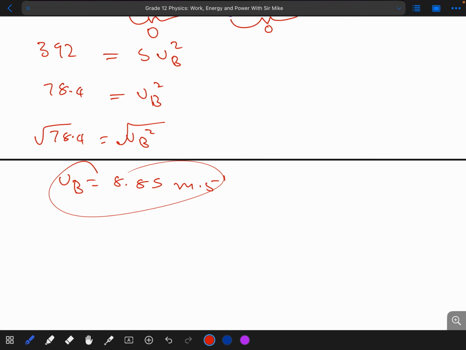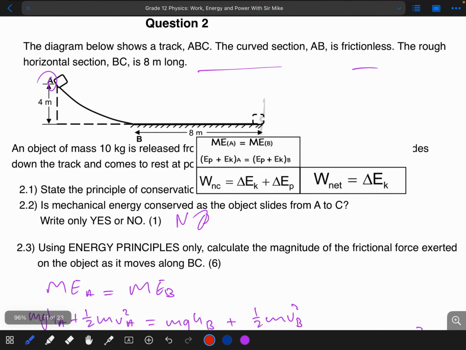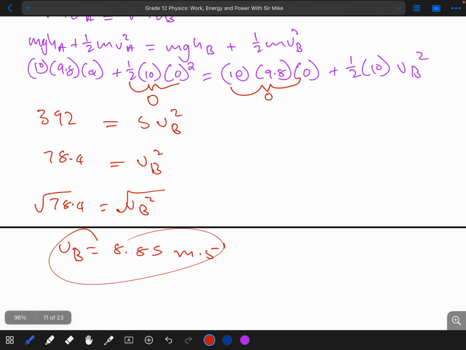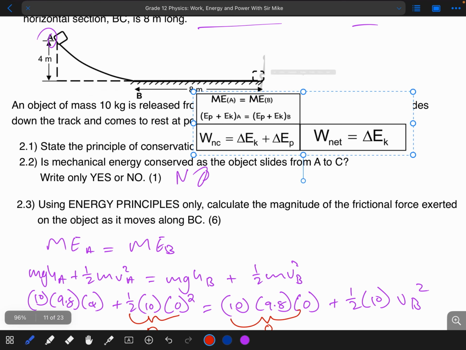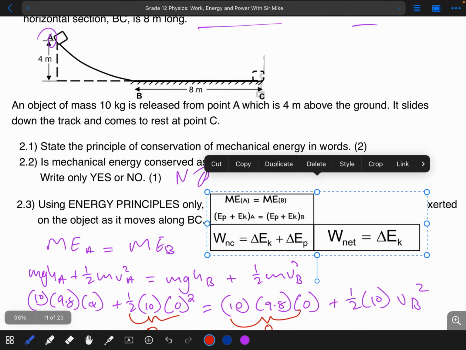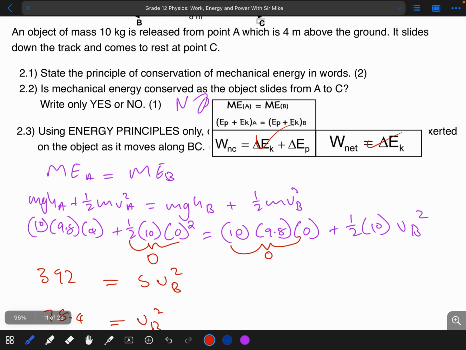So now we know that the speed of the object at point B is approximately 8.85. In this case, we can now use any equation that we like between these two points to calculate the magnitude of the frictional force. I'm simply going to use this one.